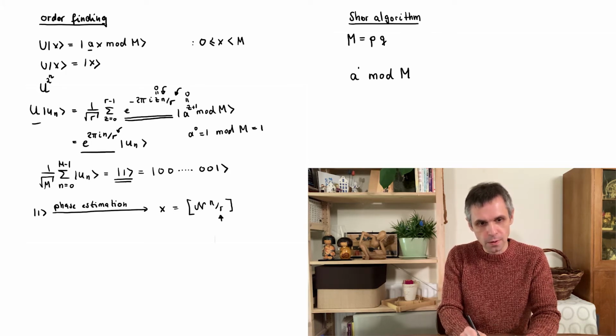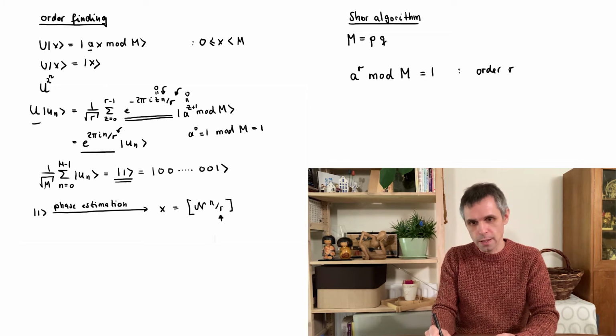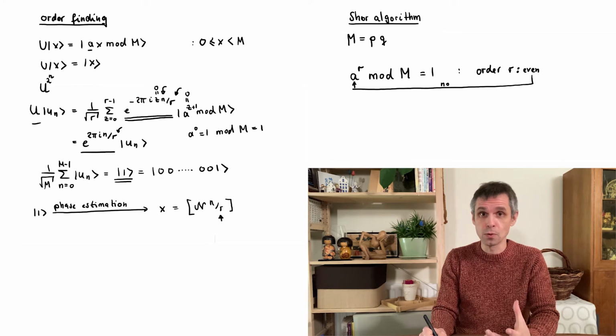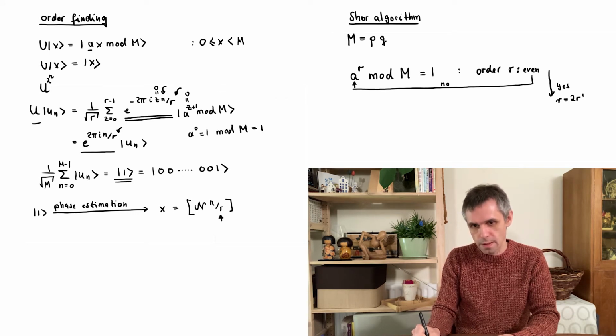And we work out the order of a mod m. And the first thing that we do is to check whether r is even. If it isn't, then we are going to start again with a new number a. And we will do this as many times as we need to end up with an even r. And so then we will have an even r, which we can then write as 2 times another integer.